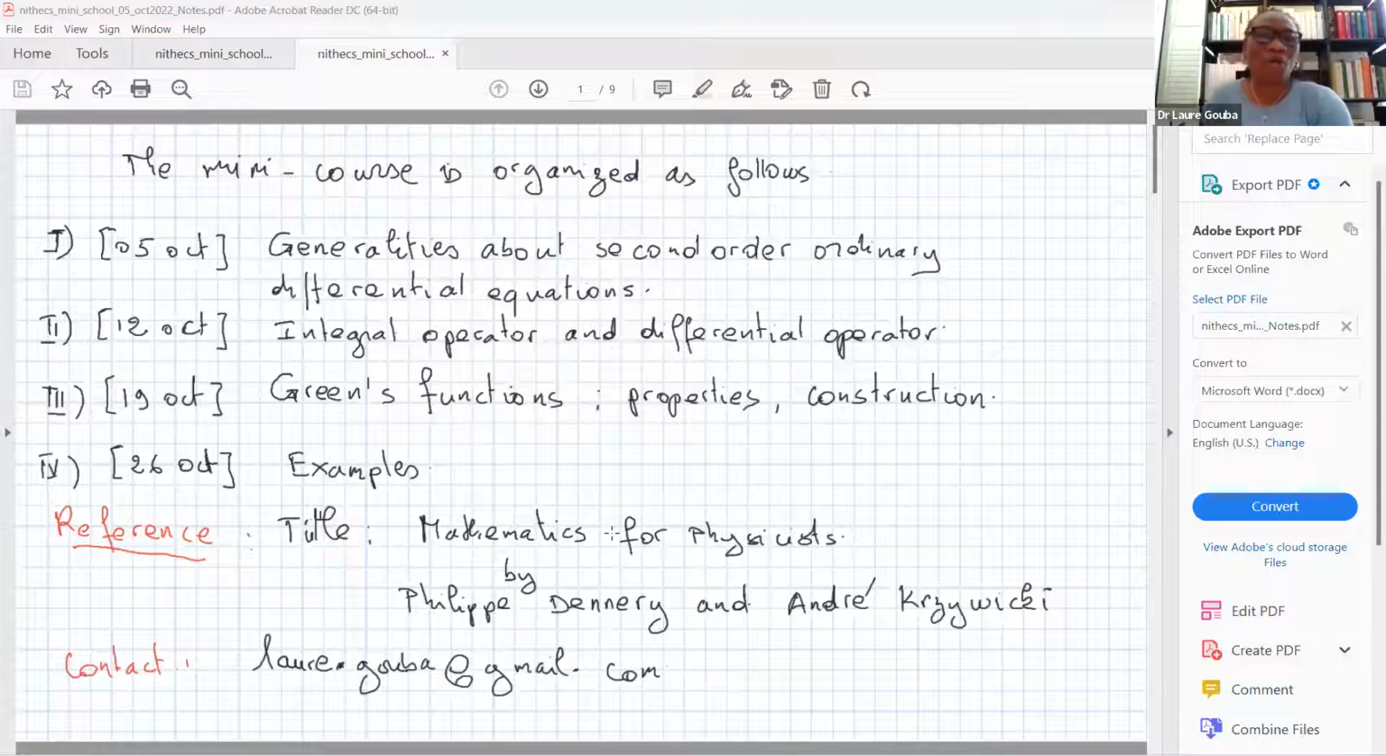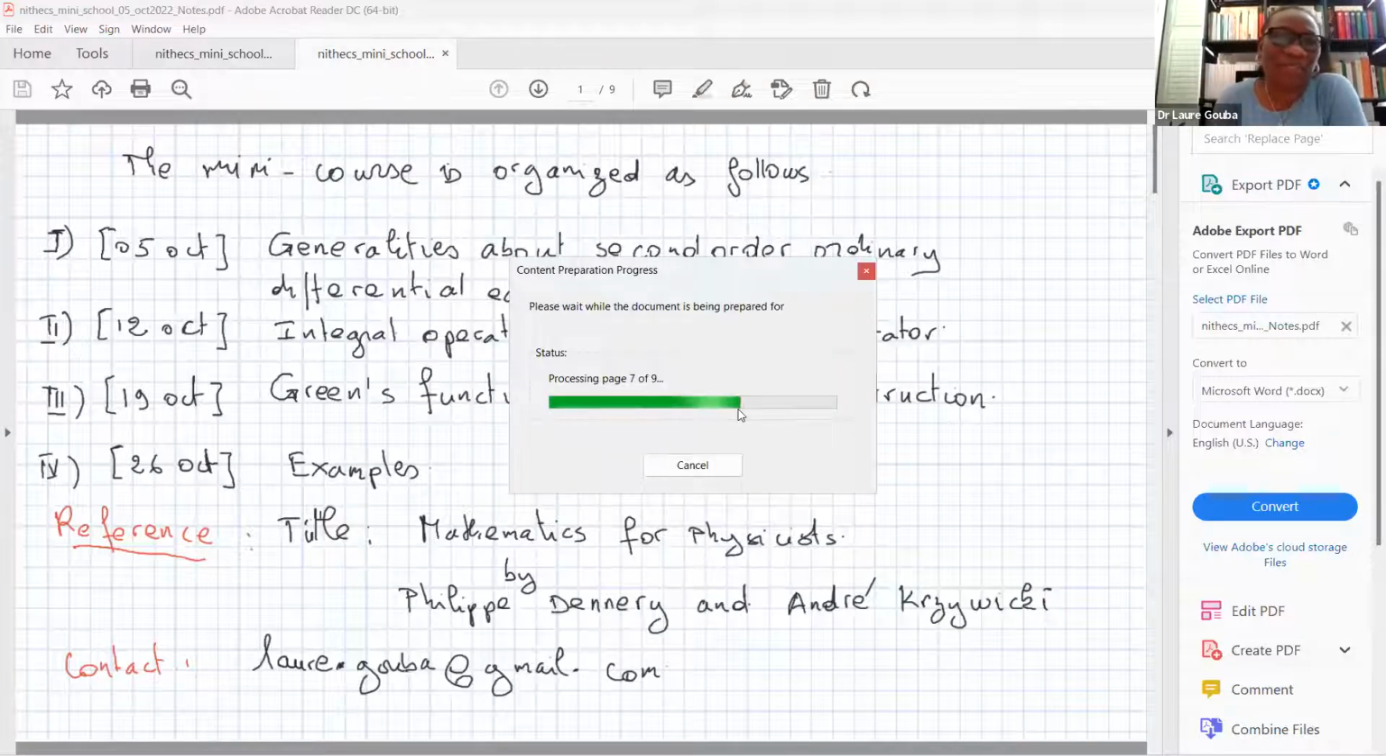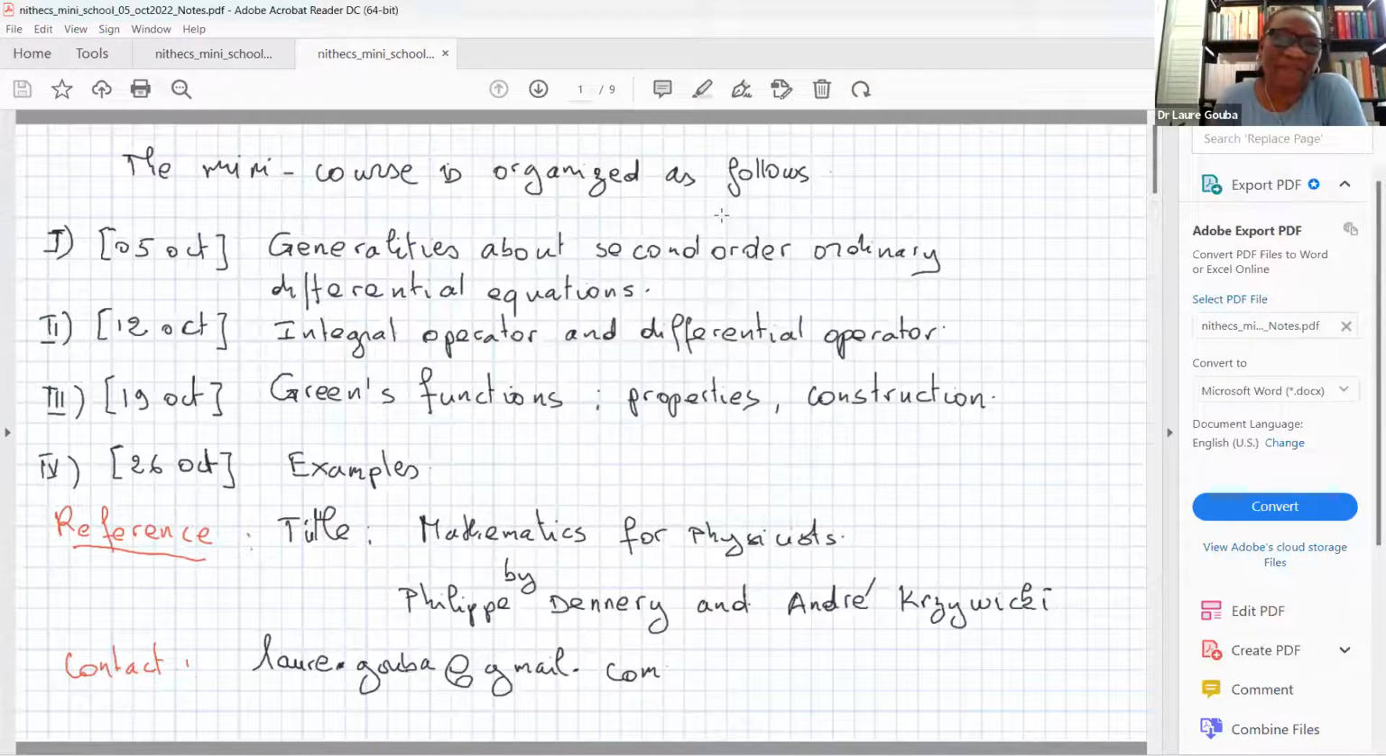Okay, thank you. So last week, I gave the organization of the mini courses as follows. That the first session that was last week was about generalities about second order ordinary differential equations. And today I will talk about integral operators and differential operators. So for the program of today, I gave you the program of today.